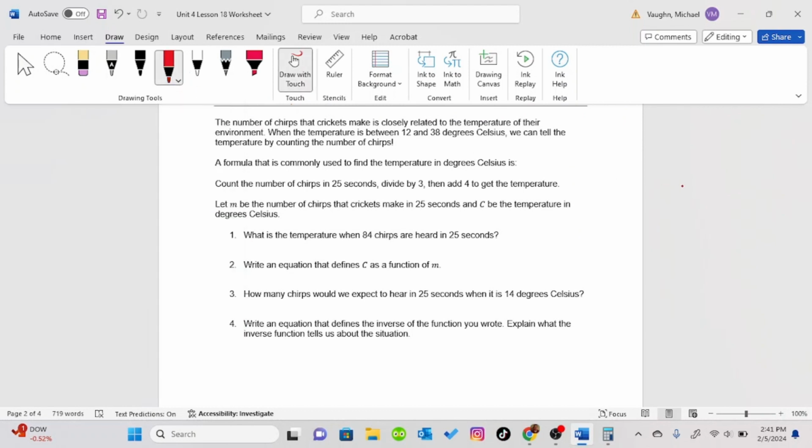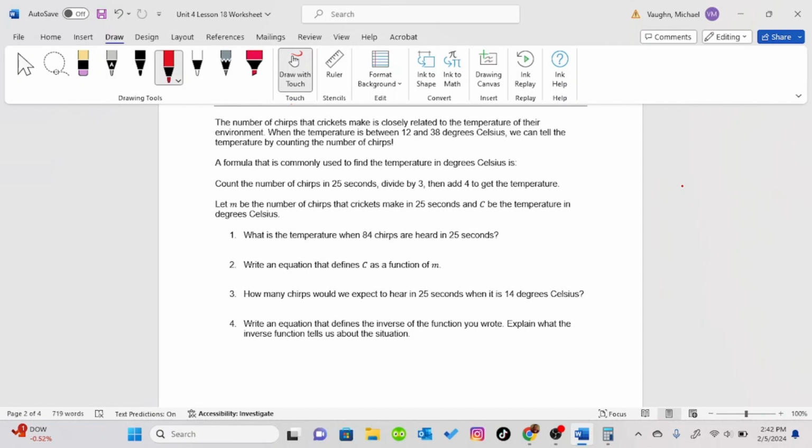The number of chirps that crickets make is closely related to the temperature of their environment. When the temperature is between 12 and 38 degrees Celsius, we can tell the temperature by counting the number of chirps. A formula that is commonly used to find the temperature in degrees Celsius is count the number of chirps in 25 seconds, divide by 3, then add 4 to get the temperature.